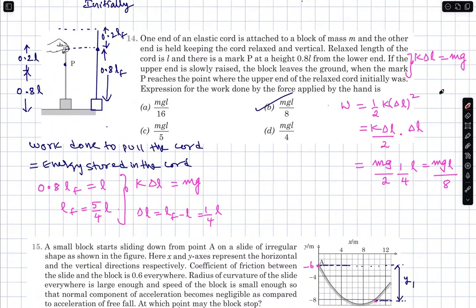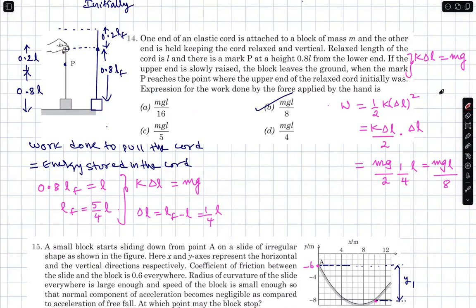Next question. Read the question very carefully. One end of an elastic cord is attached to a block of mass m, and the other end is held, keeping the cord relaxed. Just holding it like this. You may question me, sir, you are cheating us. Springs come under next week. But who knows? Cord comes under this week. Then why should we miss the opportunity?